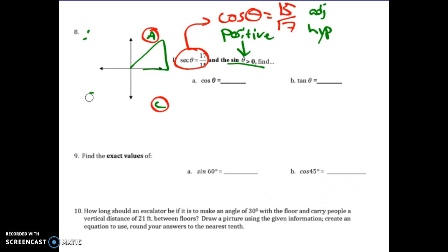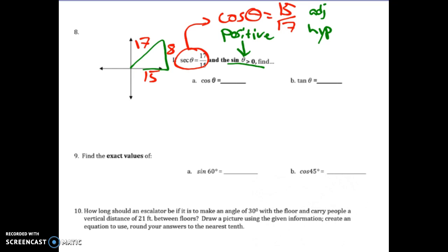Now I can label all of my sides accordingly. If I know the adjacent and I know the hypotenuse, I can give this some labeling. The adjacent was 15, hypotenuse was 17. That means my opposite is going to be 8. That's a special right triangle pattern. If I didn't remember that, I could always use the Pythagorean theorem.